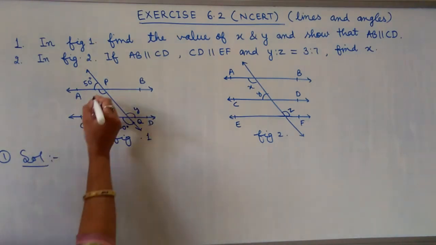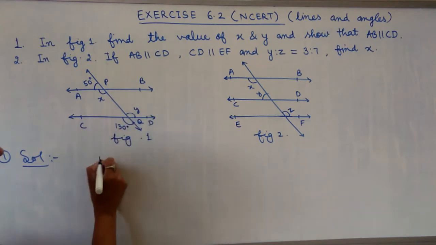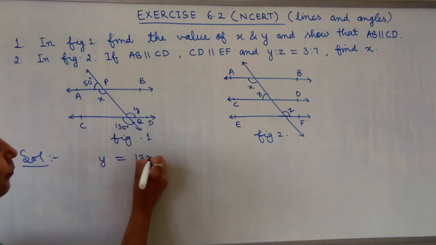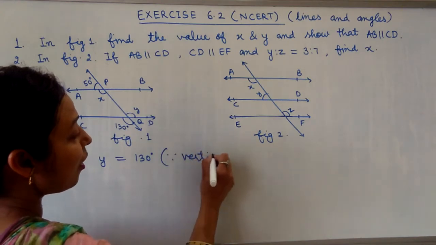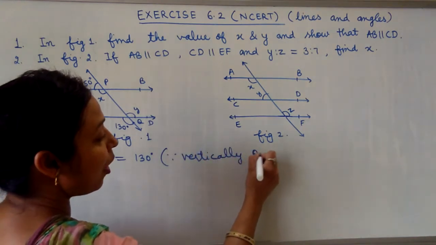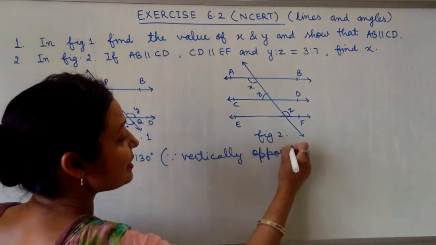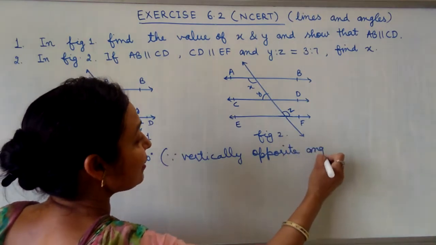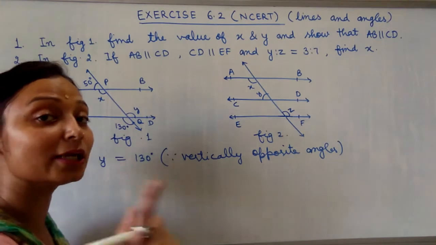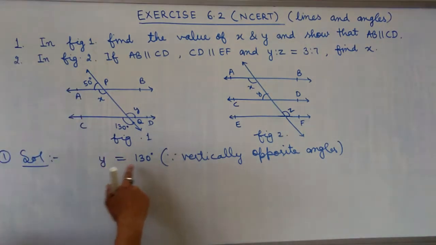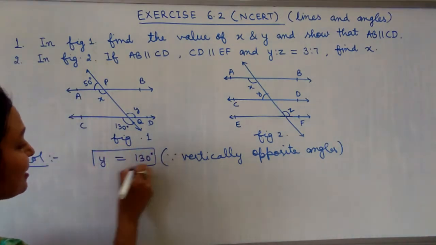How to find this x? First of all, y is equal to 130 degrees. What is the reason? Because these are vertically opposite angles, so both are equal. Vertically opposite angles are always equal. So y is equal to 130 degrees. This is one of the angles.